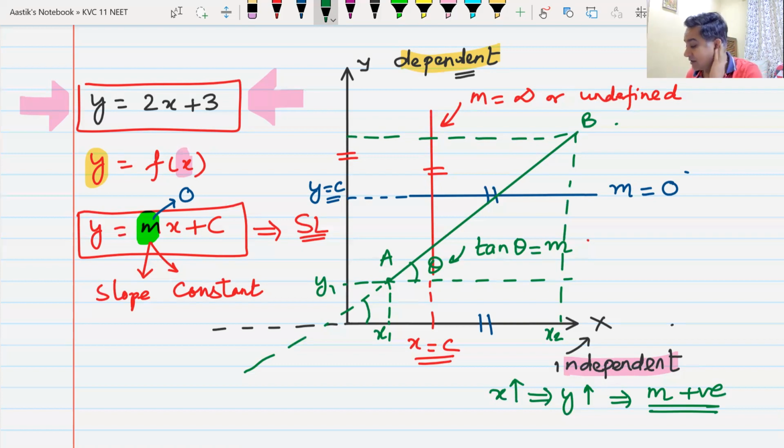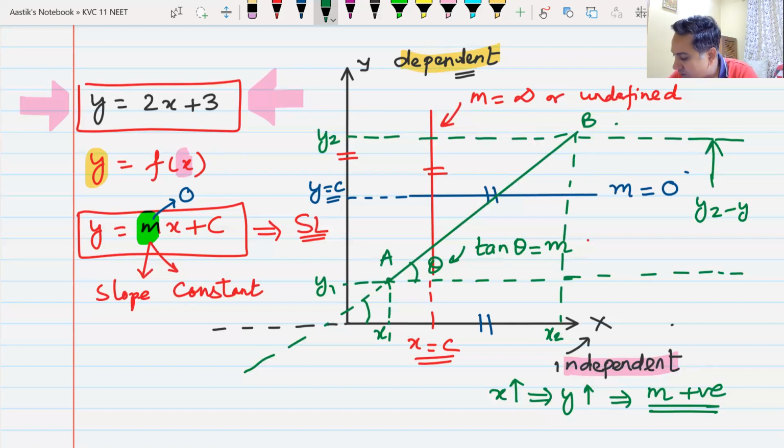The next thing that you have to understand is, how do I find the slope of this line? The slope of this line is constant, so I can find it between any two points. This is y1, this is y2. So this becomes y2 minus y1, yes or no? And this becomes x2 minus x1, yes or no?